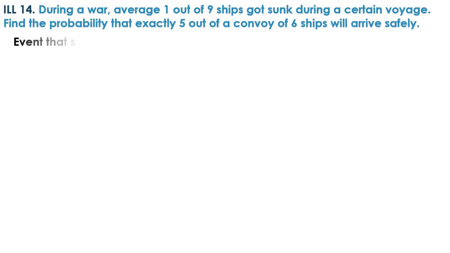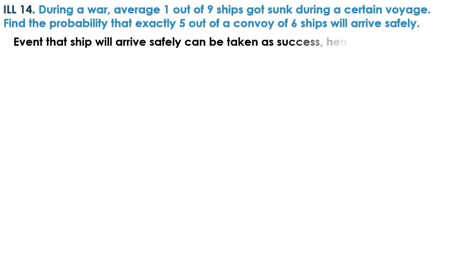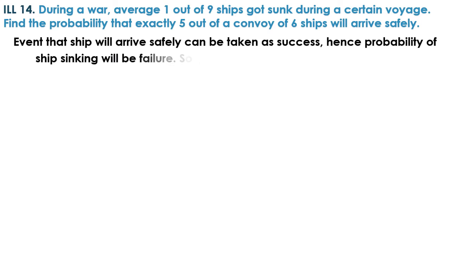Let's see. The event that a ship will arrive safely, because that's what is asked in the second line, can be taken as a success. Therefore, the probability of a ship which sinks will be the failure. So in the question, 1 out of 9 ships is given as the probability of failure, that is q, that is 1 upon 9. So don't take it as p, it is actually q. Now we want ships to arrive safely, that's our success. So the ships which don't arrive safely are our failures. So the 1 out of 9 is actually 1 upon 9, that is the probability of failure, that ships don't arrive, they sink.